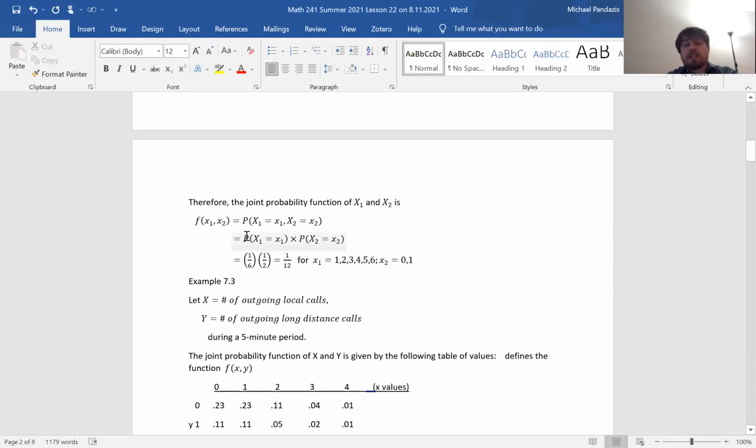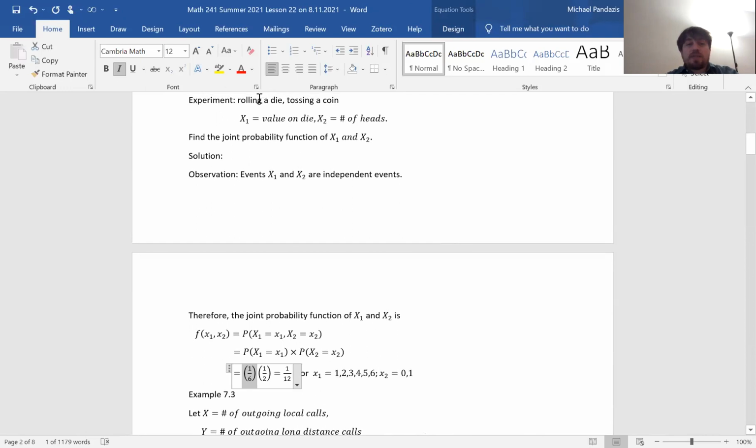And so what's the probability that x1 would take any of its possible values? It's 1/6, right? When you roll a die, every outcome has a 1/6 chance of happening. And so this probability is 1/6 for all x1 values from 1 to 6 inclusive. And then x2 could take on a value of 0 or 1, and the probability of each is just 1/2, right? Probability of getting 1 heads in a toss of a coin is 1/2, and the probability of 0 heads in one toss of a coin is also 1/2. And so you just multiply 1/6 times 1/2, and it's equal to 1/12.